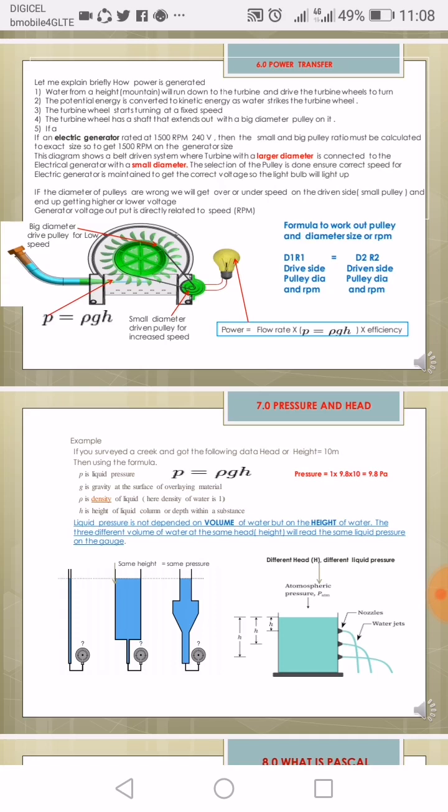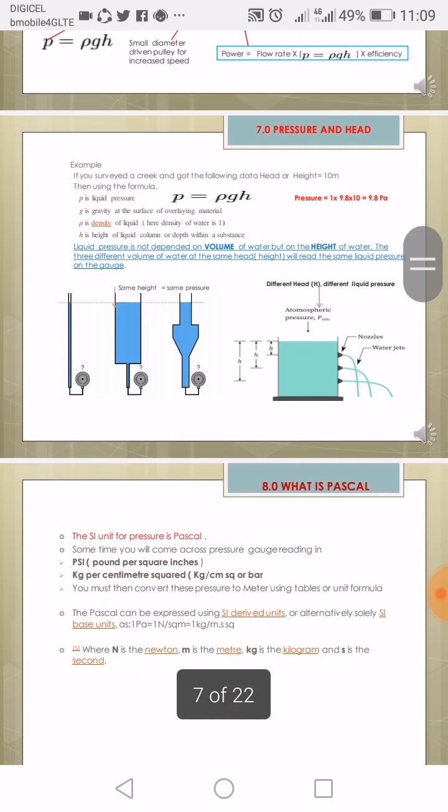Okay, now for the power transfer, look at this slide. Power equals flow rate times liquid pressure, multiplied by efficiency. Now efficiency comes in. The turbine has its efficiency and potential power. When you are running, there is also loss, so you need to account for the loss. The power output minus the loss gives you the net power. This net power will be delivered to the alternator. So you may go to the next slide.